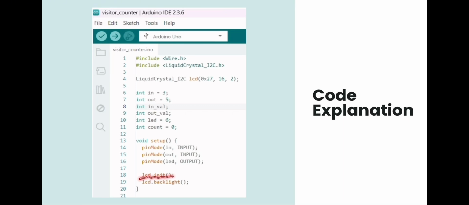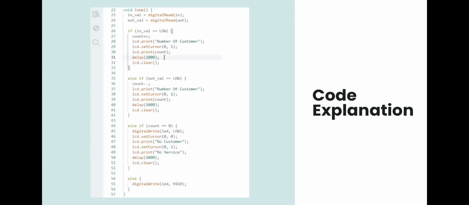For the lcd.init, it initializes the LCD screen, so it's ready to display the message. And the last one, the backlight. This turns on the backlight of the LCD. Then the loop at line 22 runs continuously, over and over again, throughout the operation of the program.